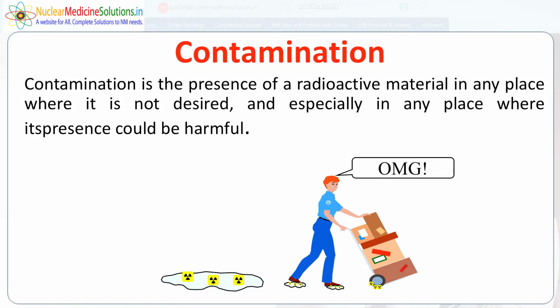Now, when we are using a solid radioactive material, or radiation generating equipment like X-rays, we are going to get exposed. But the situation changes when the material is in the form of liquid, because while handling liquid radioactive material, there are chances of contamination. But what is contamination? It is the presence of radioactive matter in any place where it is not desired, and especially in any place where its presence could be harmful. So if there is a spillage which can lead to some kind of harm, it is called contamination.